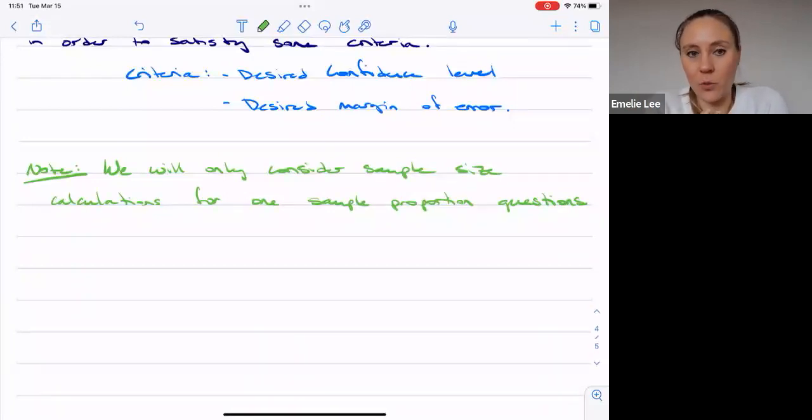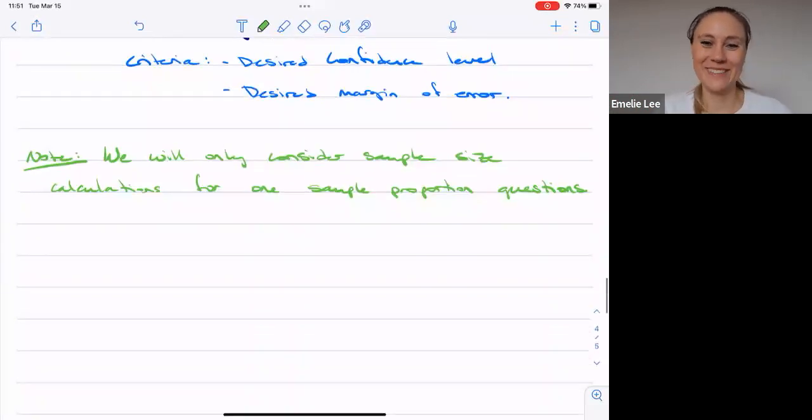You can do it for one sample means, but it relies on some heavy assumptions that I don't like to make. And so we're just going to do it in this one case. I can do it in other cases, but one is enough. Enough to check that box on your learning outcomes that we have to go through. So that's what's going on here. So we're only going to do the sample size calculation for one sample proportion questions.